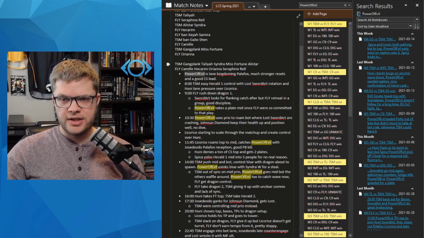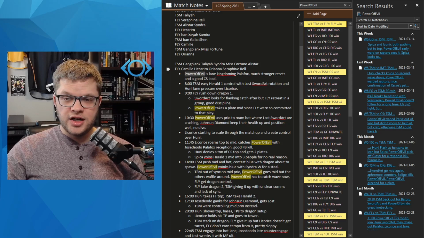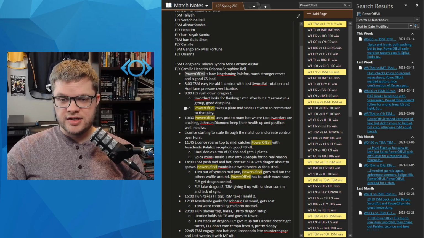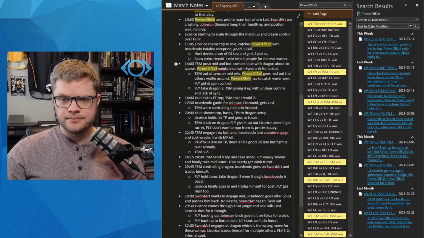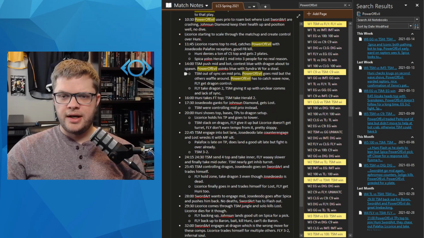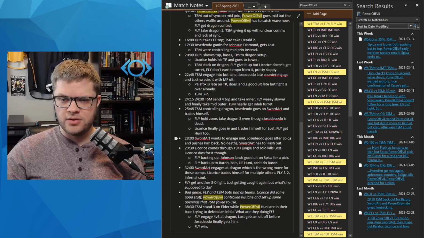Okay, Power of Evil was playing Syndra against Orianna. I thought he was lane kingdoming Palafox. He takes a plate mid a little later. Around 10:30, he's using some priority to roam to the bot lane. He gets caught by a Licorice roam at one point, gives up first blood. He steals blue buff with a Cinder W, and then I didn't have much to say about him for a while.